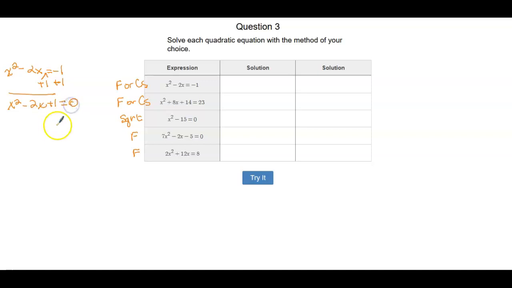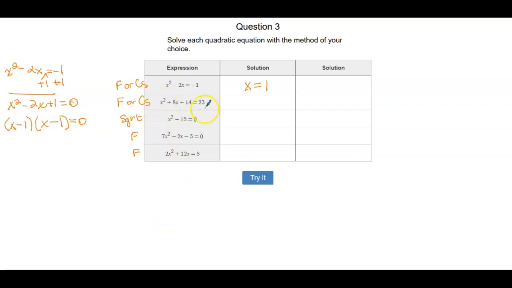Now if I'm going to factor this, I want to find two numbers that multiply to positive 1 and also add to negative 2. So I'm going to try x minus 1 and x minus 1 equals 0. So negative 1x and negative 1x is negative 2x, and negative 1 times negative 1 is positive 1. So my two solutions would be x is equal to 1 and x is equal to 1. So you can put it twice, but since they're repeat solutions, you really only need to write it one time.